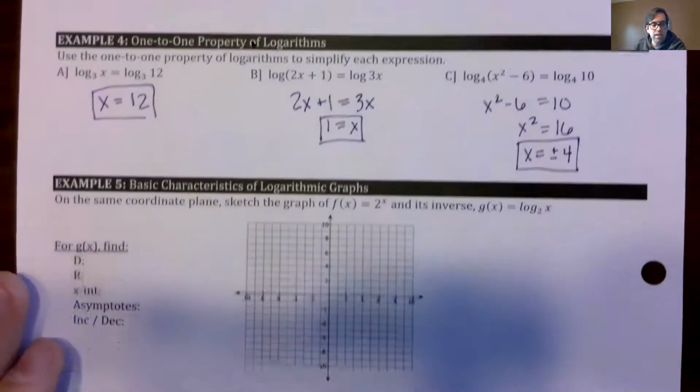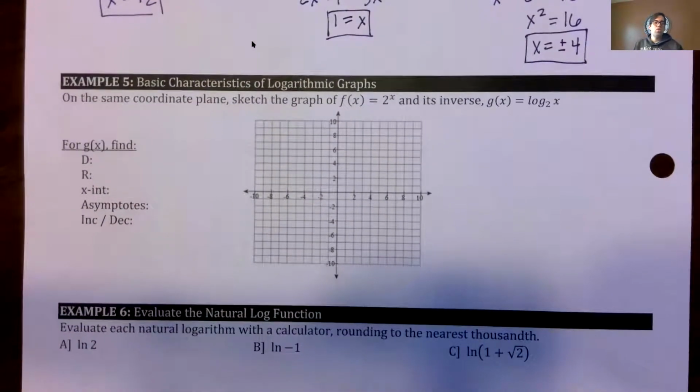Okay, let's take a look at some graphs. So on the same coordinate plane, we're going to sketch the graph of f of x equals 2 to the x and its inverse g of x equals log base 2 of x. This will graphically show us how these are inverses.